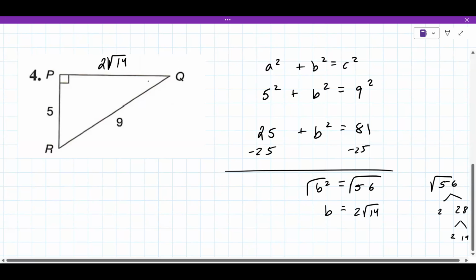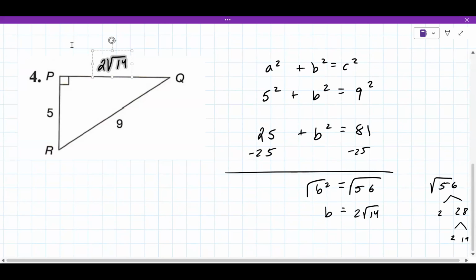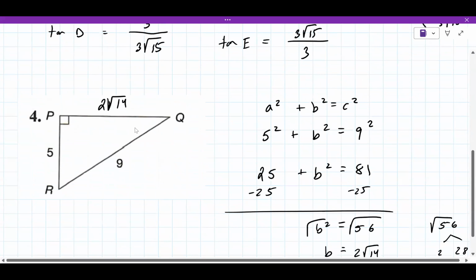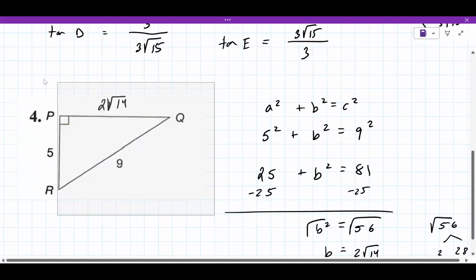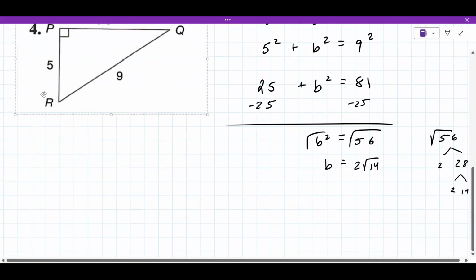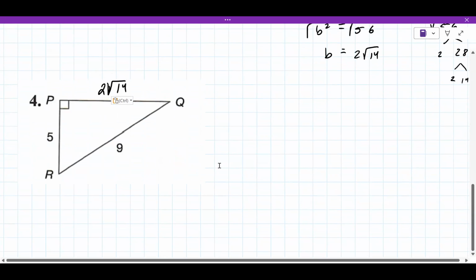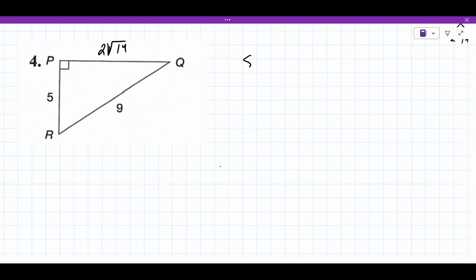Okay, so let's start with R. Let me reframe the problem here with all of this in it. What I'd like you to do is find, and it's SOH CAH TOA again. I want you to tell me the value of sine R. What is sine of R equal to?